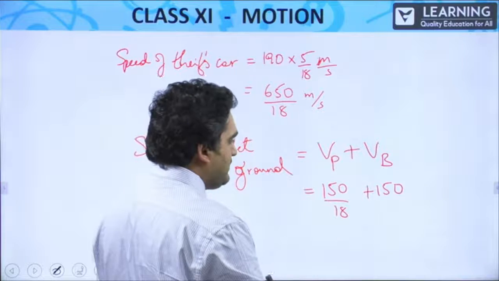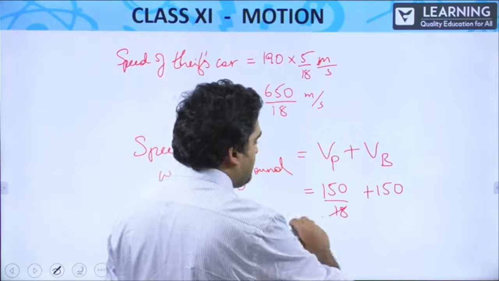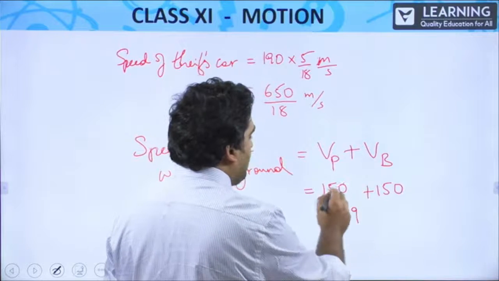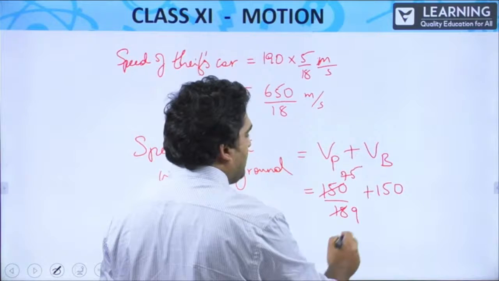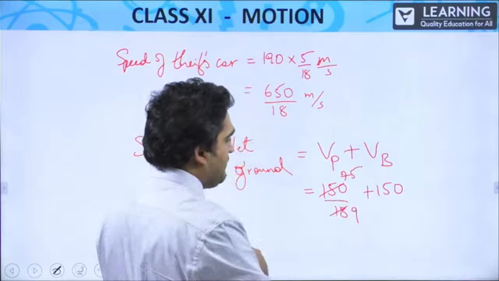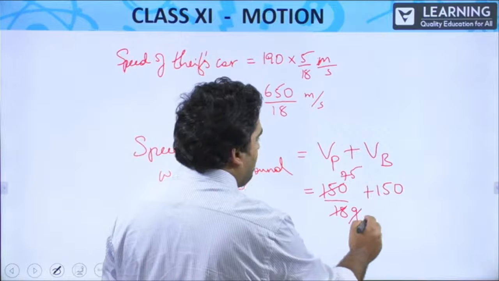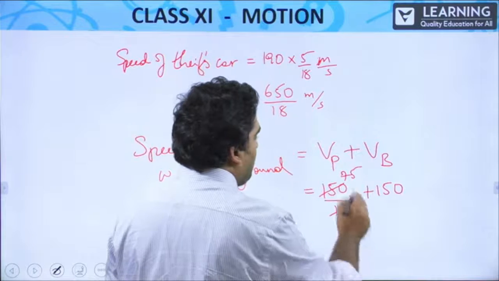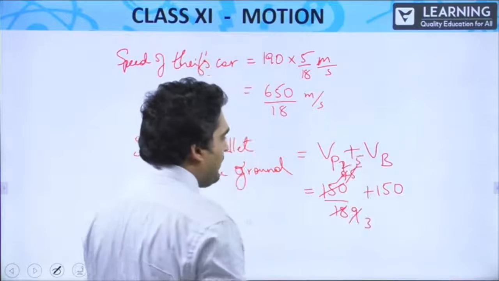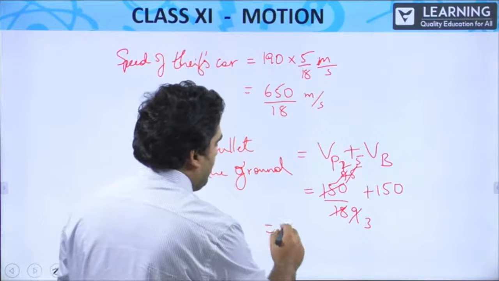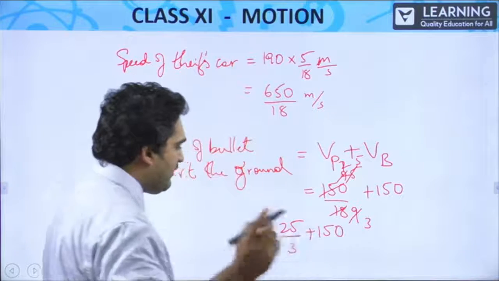First I'll simplify this. 150 by 18, divide by 2 and then it is still divisible by 3. Shall we proceed with 3? All right, 3 times 5 is 15, 3 times 6 is 18, so 25 by 3. Now we have 25 by 3 plus 150. Go ahead, try to solve.